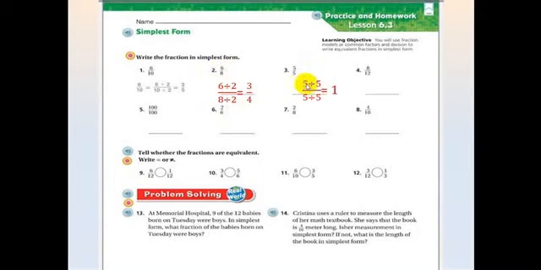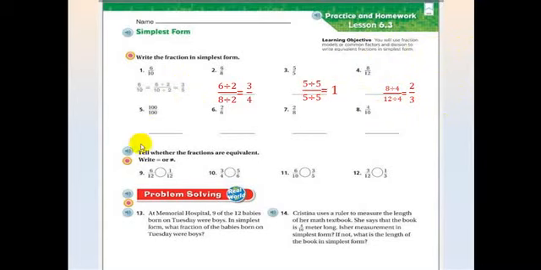5 over 5, divided by 5 over 5, gives 1. Or 5 over 5, 2 over 2, 3 over 3, 4 over 4, 6 over 6, gives 1. Any number over the same number gives 1. Okay? 8 and 12. What is the common factor between 8 and 12? It is 4. Yes. Sorry, divide by 4, 8 becomes 2. Divide by 4, 12 becomes 3.